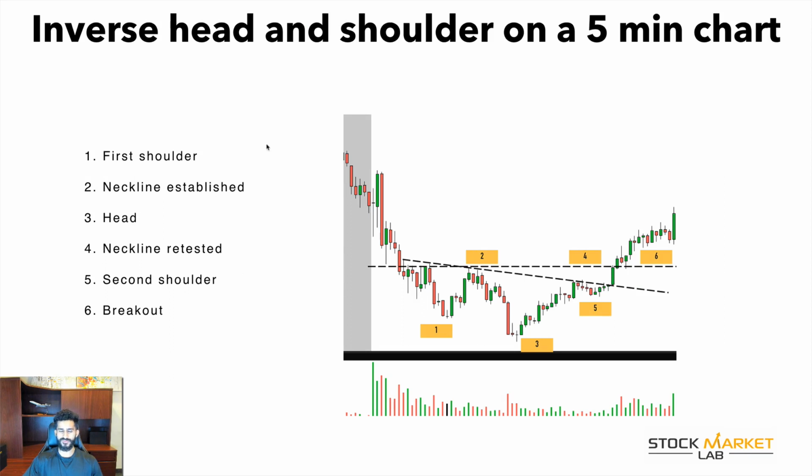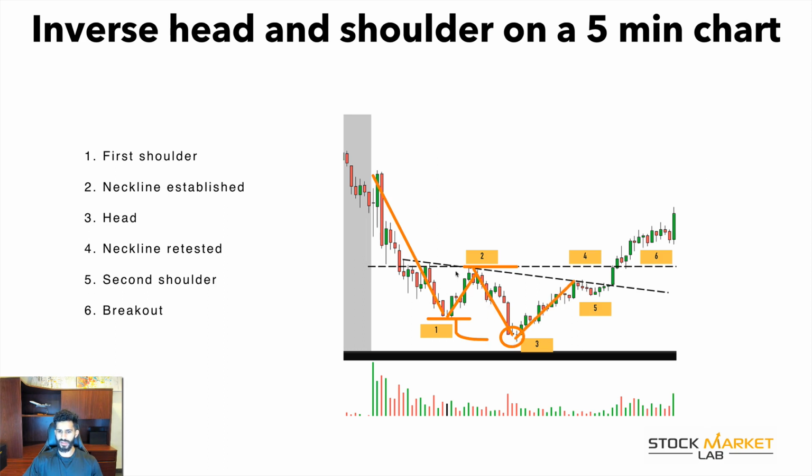So right here we have an inverse head and shoulders on a 5-minute chart. Each candle represents 5 minutes. You can see stock goes down, formulates the first shoulder. Stock picks up, gets rejected by the neckline. Neckline is now established. The neckline is the same level the stock broke down from, and this is the same level the stock is getting rejected from. Goes down, formulates a head. You can see it's lower. Stock goes up, gets rejected by the neckline.